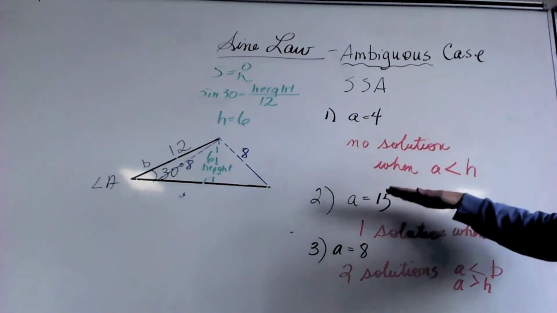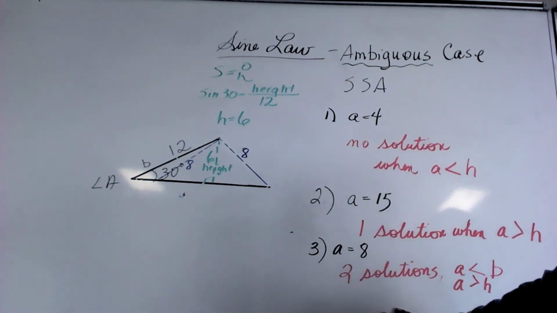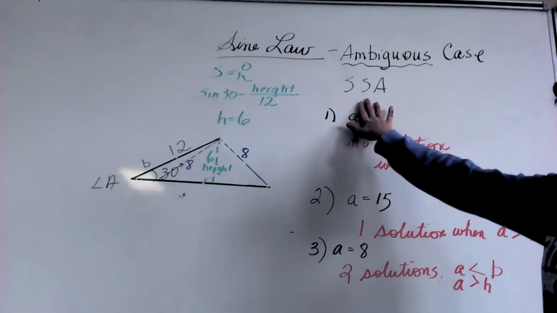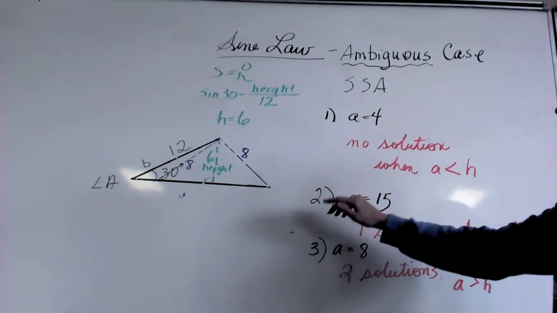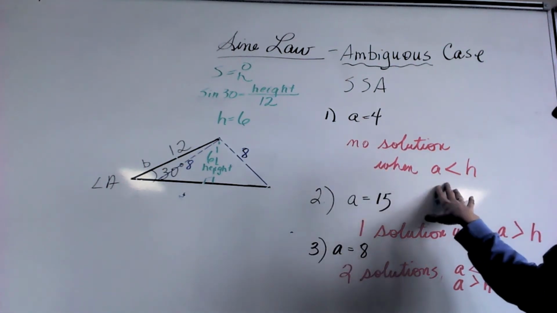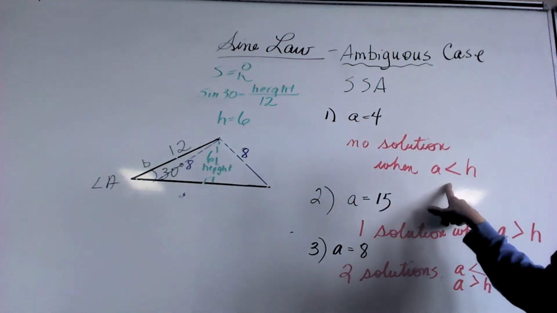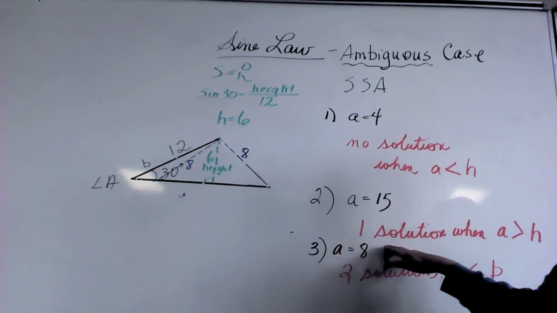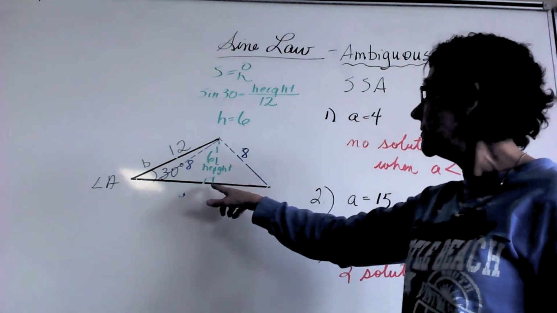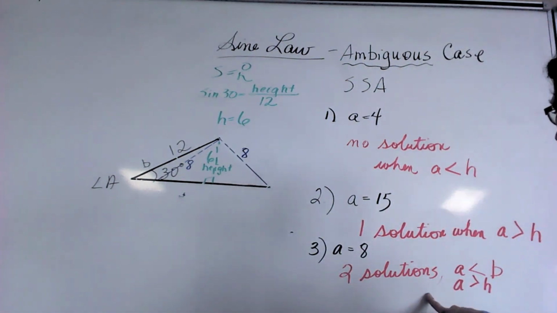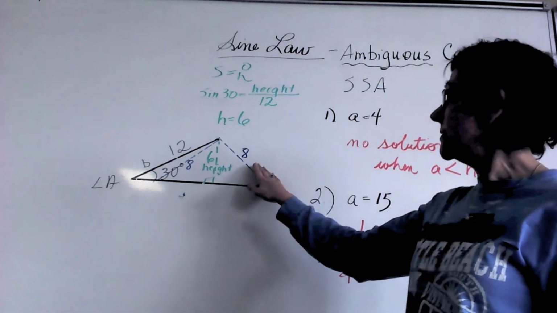So a quick way to tell instantly whether or not you have 0, 1, or 2 solutions. First, check: is it a side-side-angle triangle? Is side A, the side opposite the angle, smaller than your height? No solution. One solution when this side is greater than the height, and 2 solutions when this side is greater than the height but smaller than the other given side.